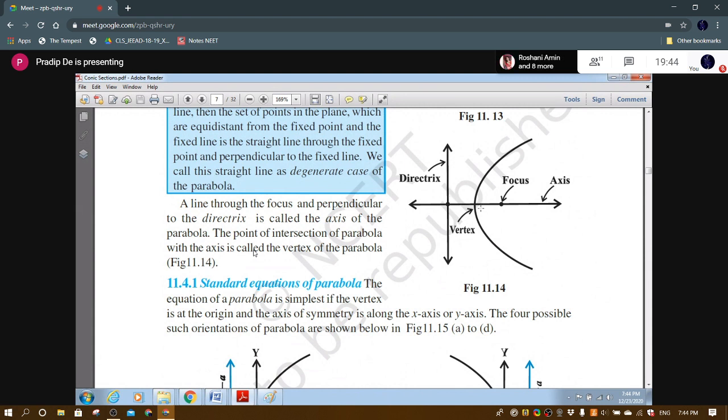Now, how do you get the equations? What is the equation of this parabola? To understand the equation, you must have understood now that the distance of the focus from the vertex and the distance of the vertex from the directrix, they are equal. These two distances must be equal, again by definition.